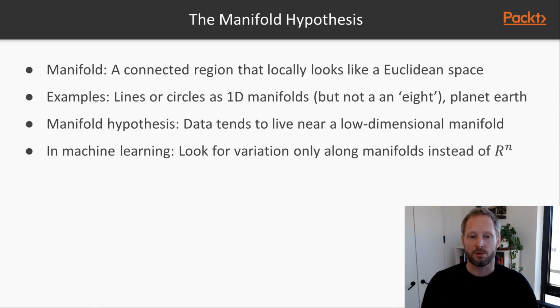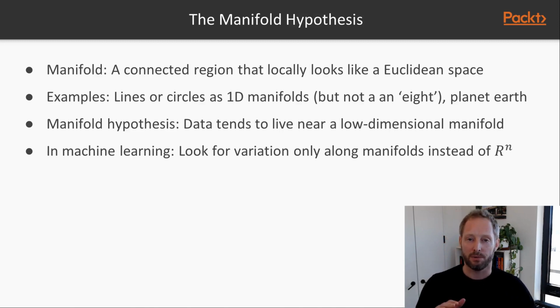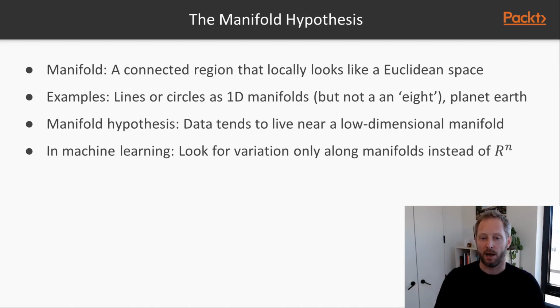Now, manifolds to the rescue. What are manifolds? The idea is that a manifold is a connected region that nearby looks like a Euclidean space of lower dimensionality. So, for instance, if you take a line in 2 or 3D, then you have a one-dimensional manifold embedded in a higher dimensional space. That is true for a one-dimensional line or a circle, but it's not really true for an 8, which intersects, and at that point really becomes a 2-dimensional data structure.